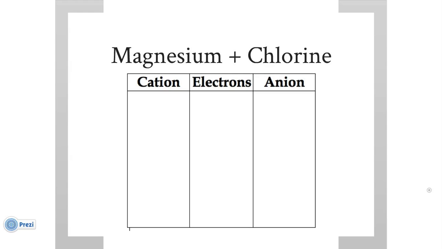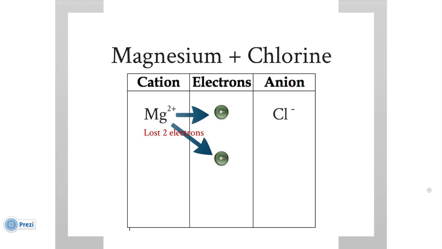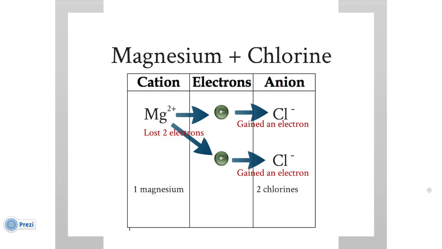Magnesium and chlorine. Magnesium cation will lose its 2 electrons. Now, the chlorine anion will gain one of the electrons, but where does the other electron go? Well, we have another chlorine anion which will gain that electron. We have one magnesium, we have 2 chlorines, giving us a formula of MgCl2, magnesium chloride.